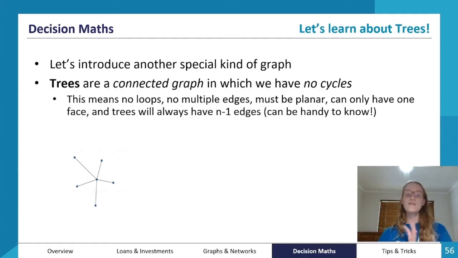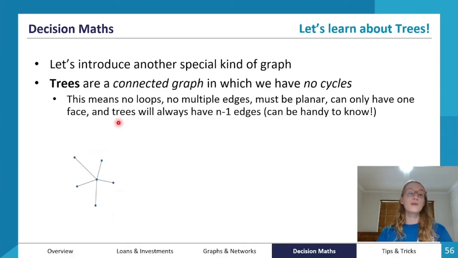I feel like trees kind of look like spiky scarecrows or skeletons. Or you can almost think of it like a tree without its leaves. It's the bare minimum, simplest graph where every vertex is connected, because trees must be a connected graph. And we also want no cycles, which means we can't have multiple edges, we can't have loops, it must be planar, and it can only have one face. Because as soon as we added another edge there, that would introduce the presence of a cycle, and that would also mean we have 2 faces, so it would no longer be a tree.